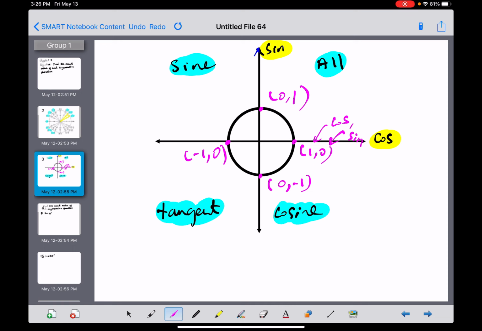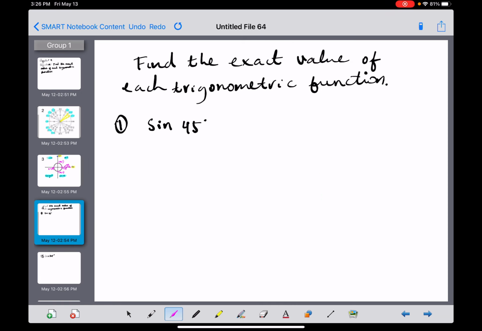So let's do the problem. You can pause the video if I'm moving too fast. So it says find the exact value of each trigonometric function, sine 45 degrees. So step 1, we're going to sketch our angle, okay? So 45 degrees, this is our initial side. So 45 degrees has to be somewhere right there. This is 45 degrees.